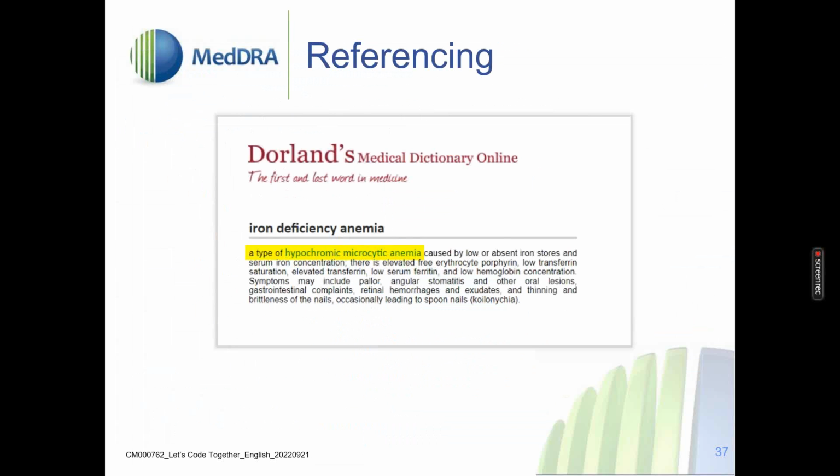So I looked up iron deficiency anemia in Dorland's again, where we tend to go, and it is a type of hypochromic microcytic anemia. Immediately seeing that, it also tells us more about the low or absent iron stores and serum iron concentration, so telling us about the link. So seeing iron deficiency anemia is a type of hypochromic microcytic anemia, that makes me think that iron deficiency is actually more specific.